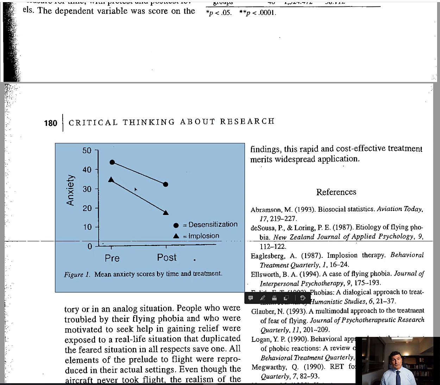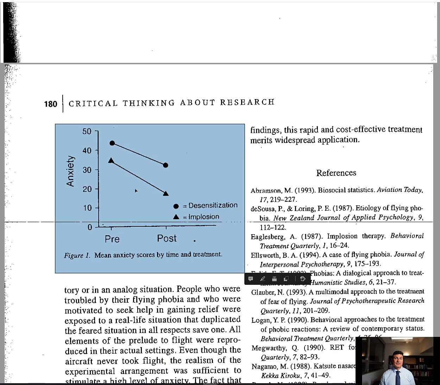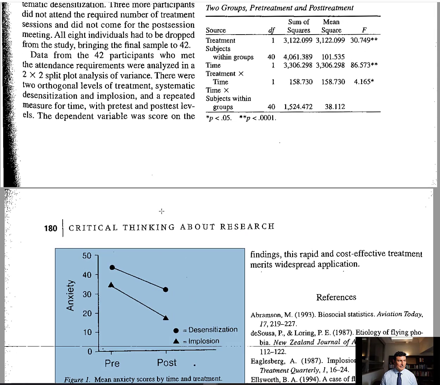So, looking at the bigger picture, the next step we'd do is look at what we can take from these results, apply it clinically, and apply it to public policy, those types of things. I don't have enough faith in the results to take it to another step and say that we should be implementing implosion therapy for everyone or anything along those lines. I don't see that in here.